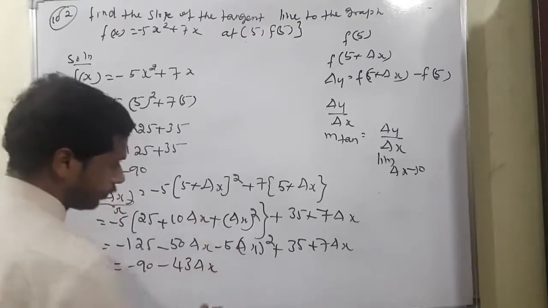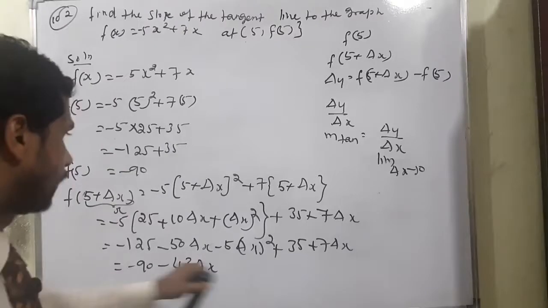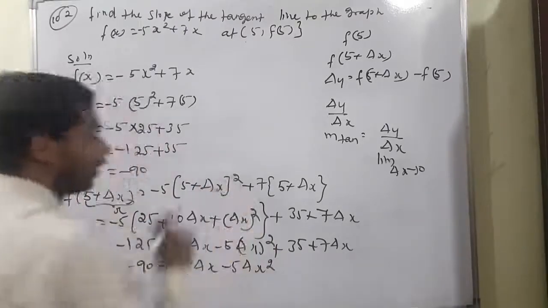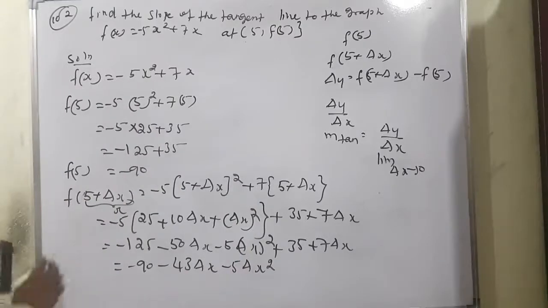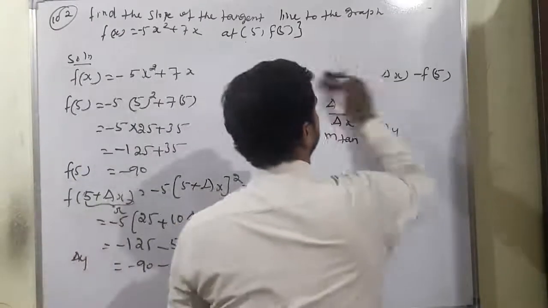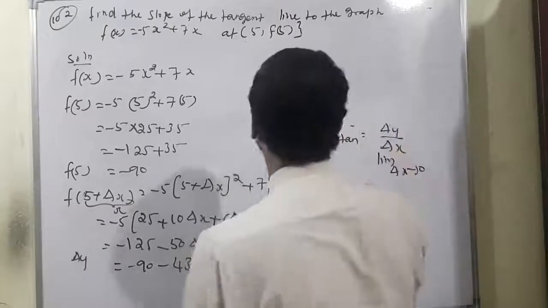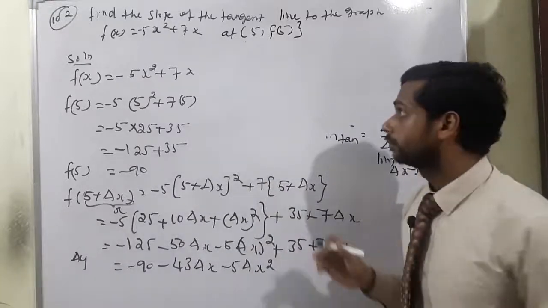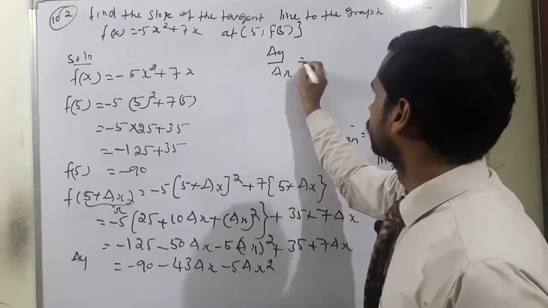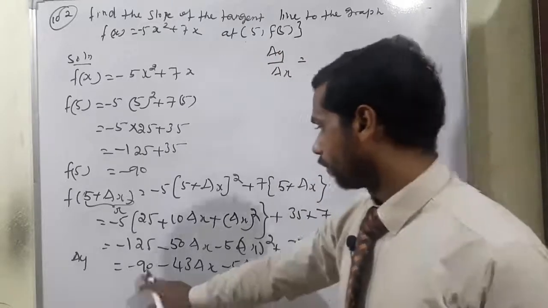Last one, so minus 5 del x square is there, isn't it? So minus 5 del x square. After getting this, this is called the third step, isn't it? So del y of the term. So next what we have to do, del y divided by del x. So del y divided by del x, what will happen?